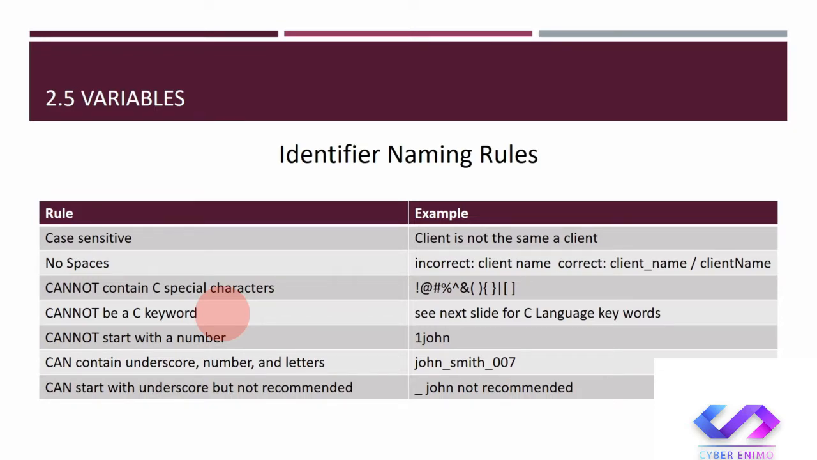Next, you cannot start the variable name with a number. So 1John is incorrect. You can, however, start your variable name with an underscore, but it's not recommended. And so finally, a variable name can contain underscore, a number, or letters, such as John_Smith_007.